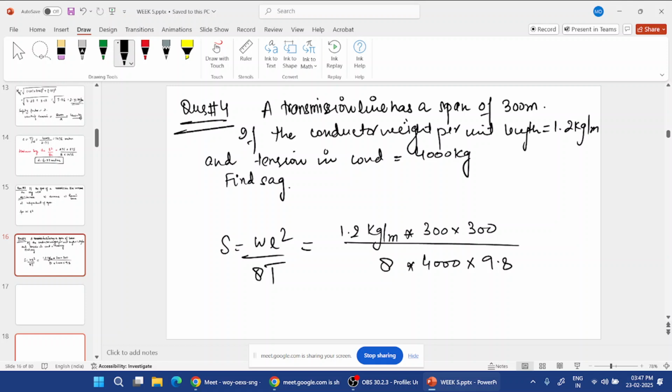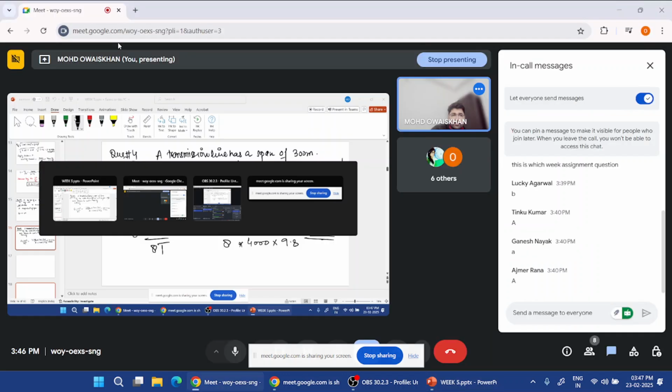So now based on this, if we calculate it, what will be the value? The sag will come out to be 0.35 meter.